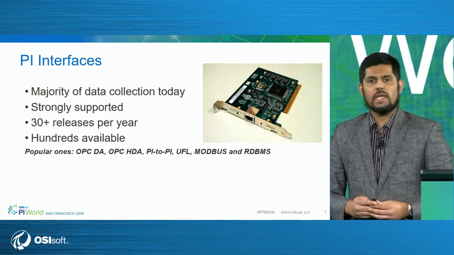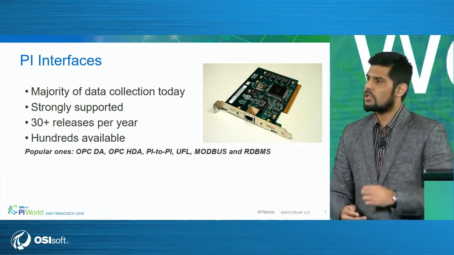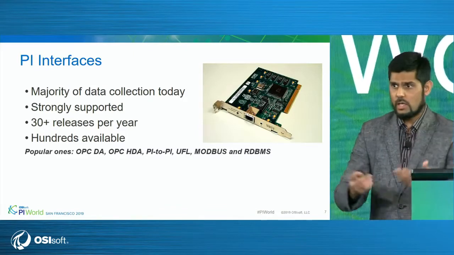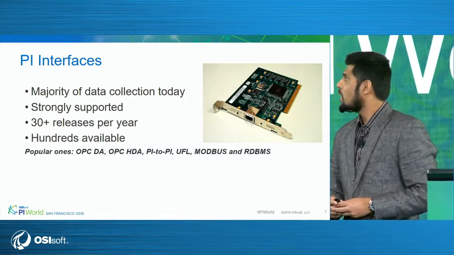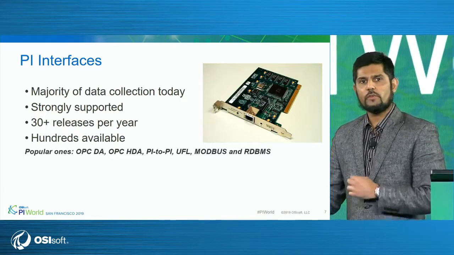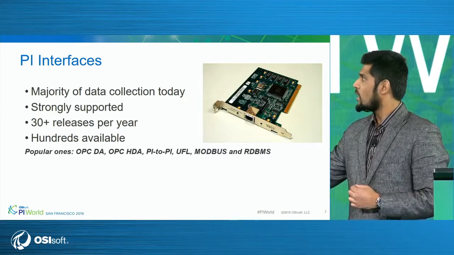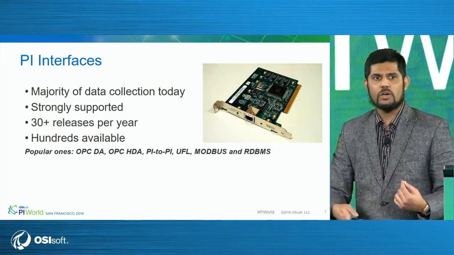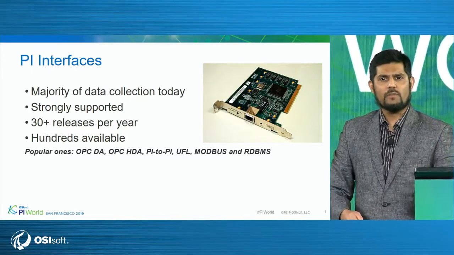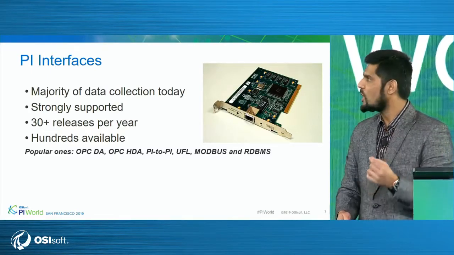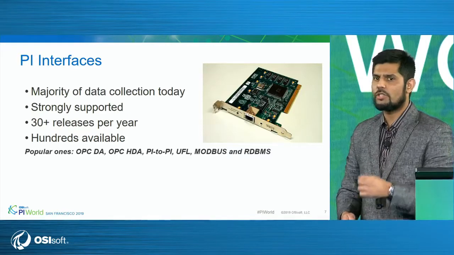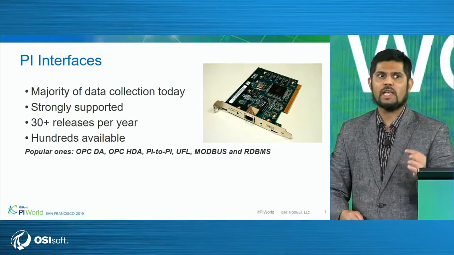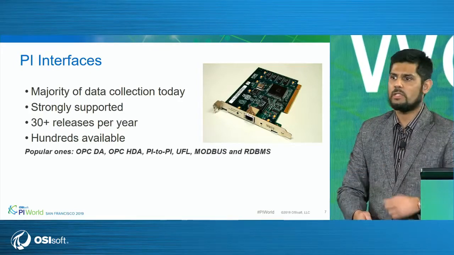OPC-DA and OPC-HDA are very popular industrial automation protocols, and I'm sure a lot of you have heard of them and have used these protocols in your existing use cases. OSIsoft offers interfaces for both these protocols to collect data from OPC-DA servers as well as historical data from OPC-HDA servers, and the interface solution we have is compatible with a large number of OPC-DA and HDA servers out there in the market. Thus, you can deploy the solution, and there's a very good chance the server you're using is going to be compatible with our interface.